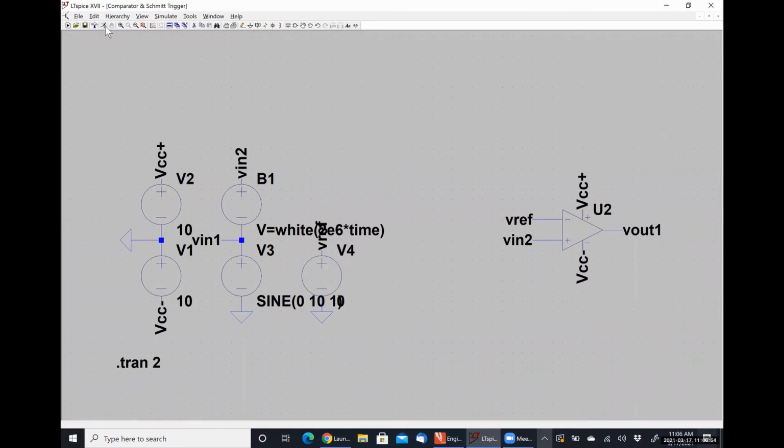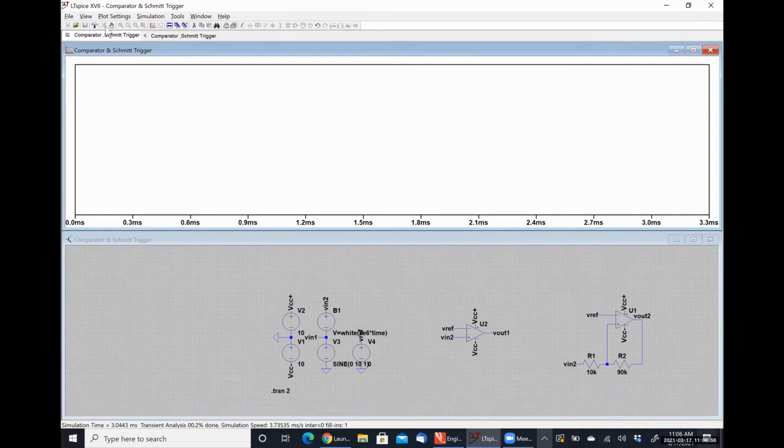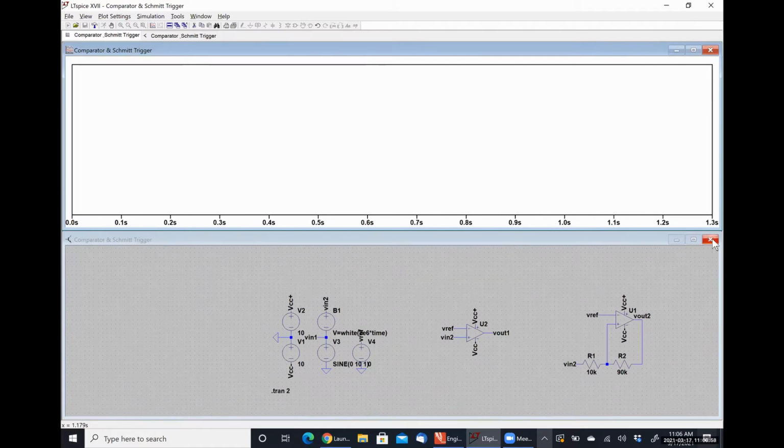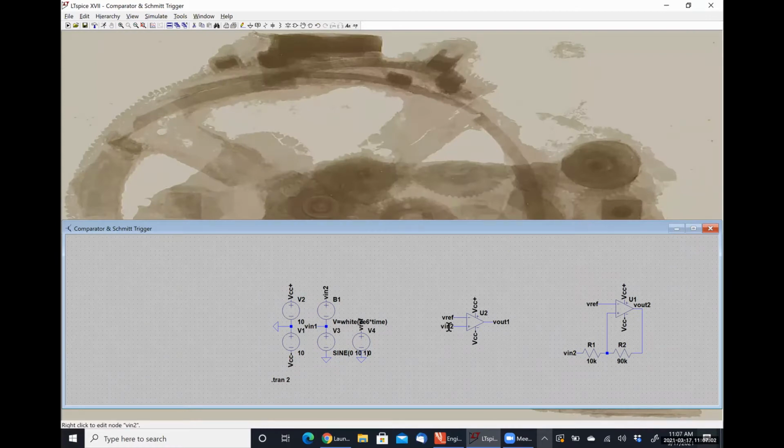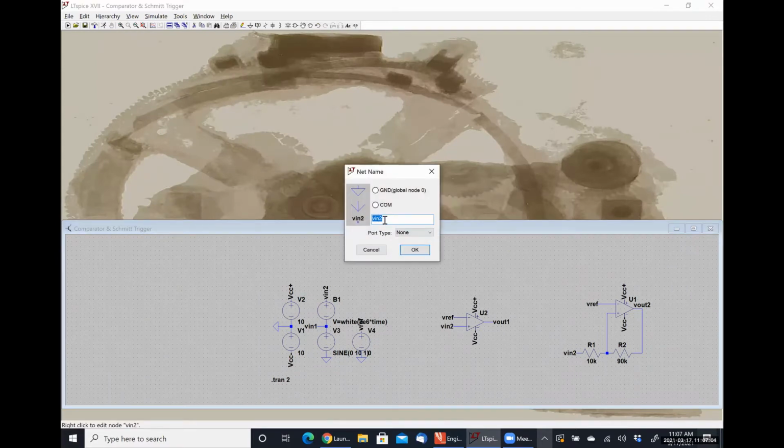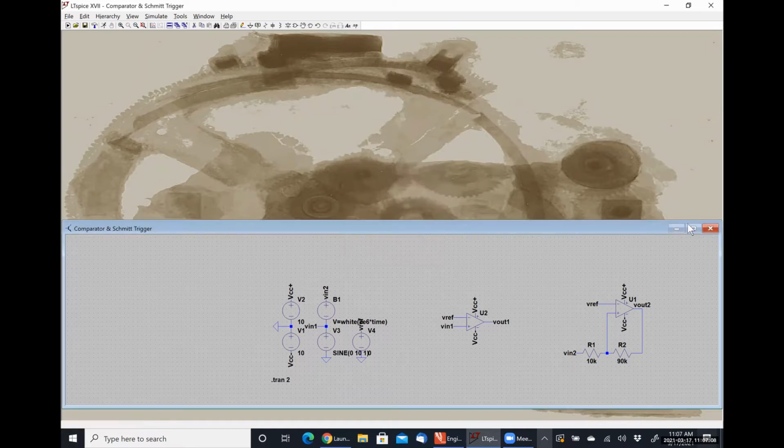Let me run another simulation here. Oh, wait, actually, let me kill this. I want to look at my simple comparator because I believe you guys have a comparator homework problem. I'm going to put VN1 on. The reference value was 2, right, for your homework problem?